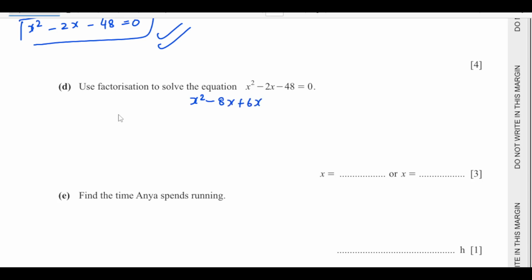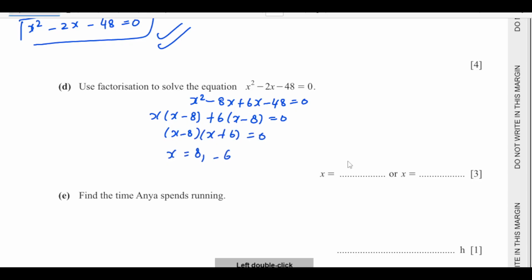6 times 8, 8 times 6 is 48. So like this, then x minus 8, then plus 6 is common, x minus 8 equals 0. So x minus 8 and x plus 6 is equal to 0. So x will be 8 and negative 6. So x is negative 6 and 8.